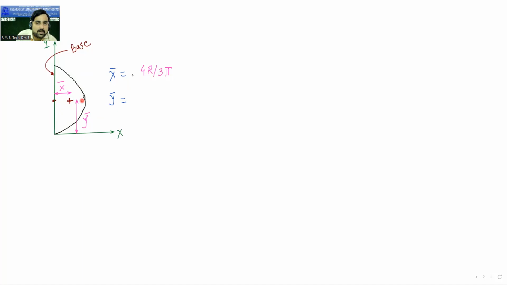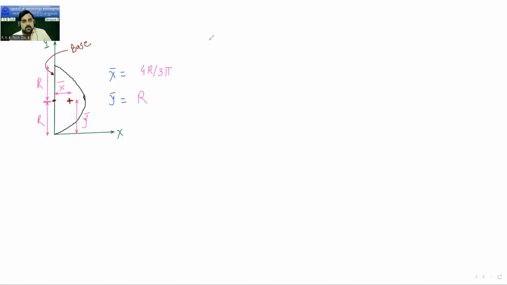And now this is y bar. So what is y bar? This much distance, how much is it? R. This is the radius of the semicircle. This side also is the radius. So this is r and r, and this is your center. So y bar is equal to r. And the area is again the same: pi r square by 2.